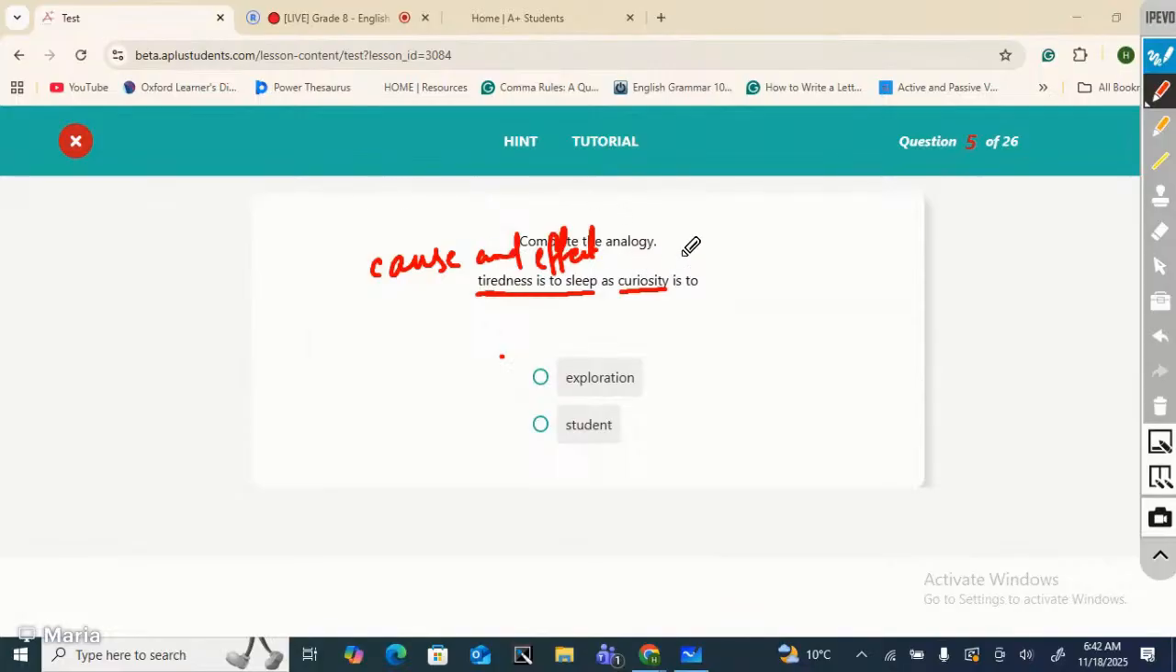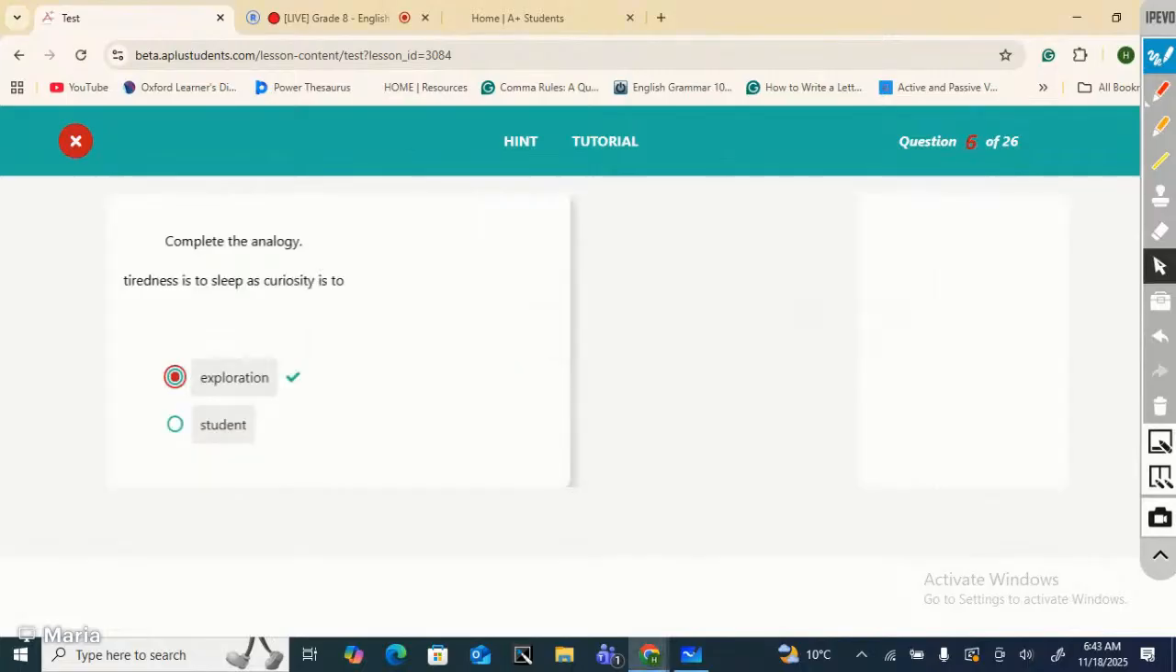Cause and effect. If curiosity is the cause, what is the effect? Exploration or student? Well, yes, if curiosity is the cause, exploration is the effect.